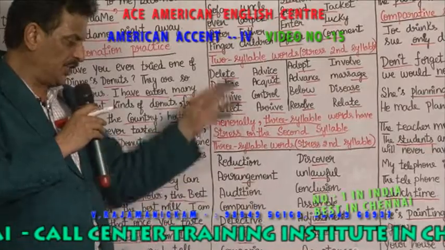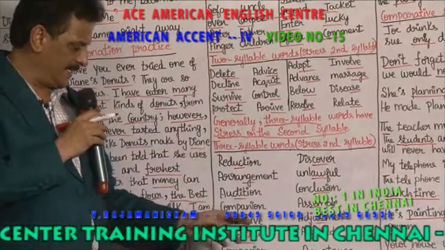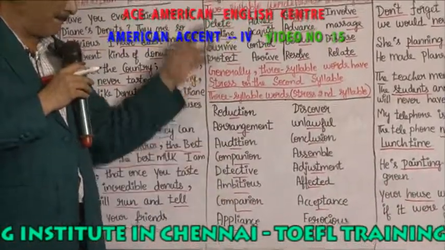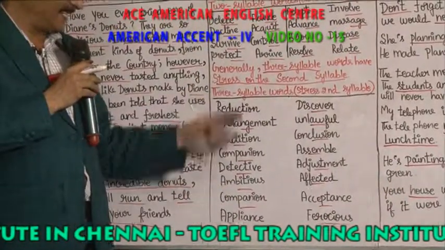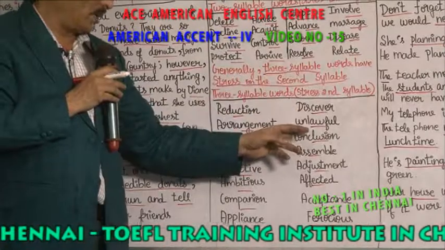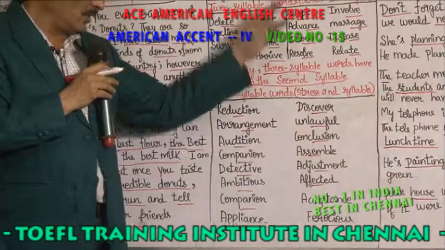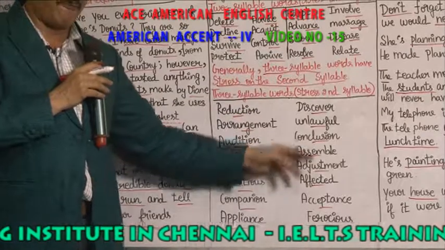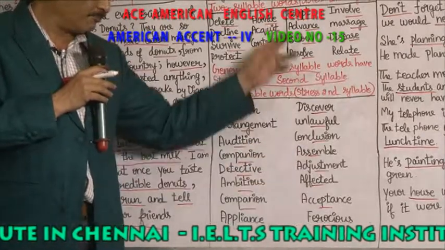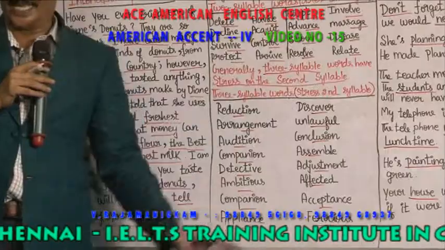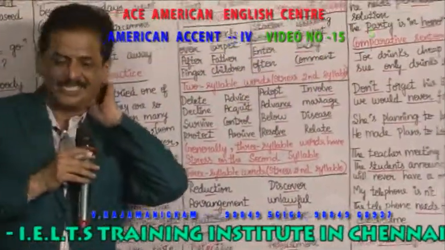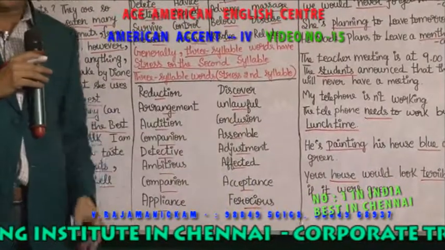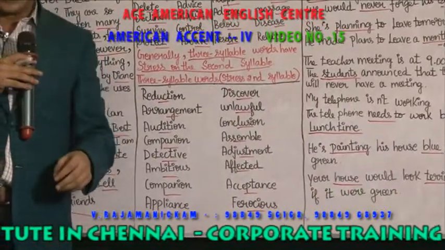arrangement, audition, companion, detective, ambitious, companion, appliance, discover, unlawful, conclusion, assemble, adjustment, affected, acceptance, ferocious, right? So whenever, see how many vowels are there? A, E, three vowels. So three beats.